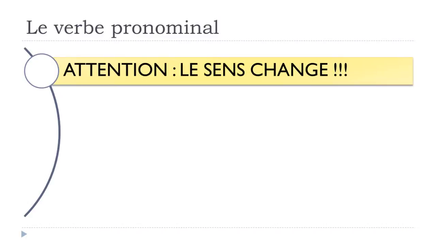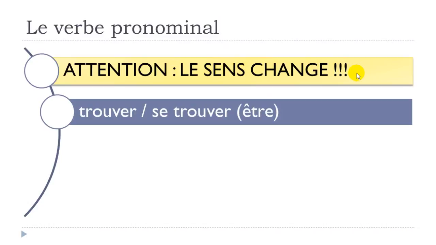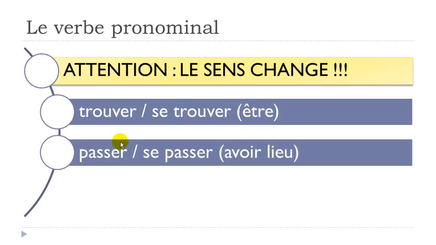Be careful, because in some cases when you will add this se in front of the verb, then le sens, so the meaning of the verb, will change. So I will put a few examples here. Trouver is to find, okay, and then se trouver means to be, être. Passer, to pass. Se passer, avoir lieu, so to take place.